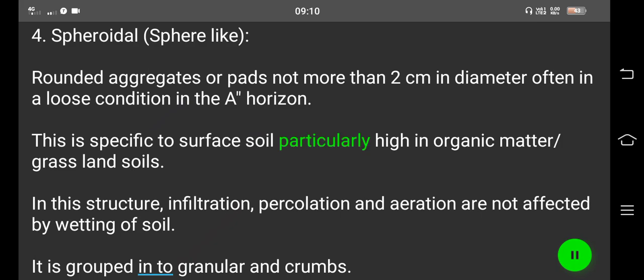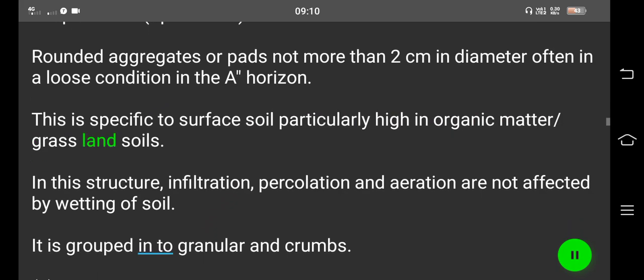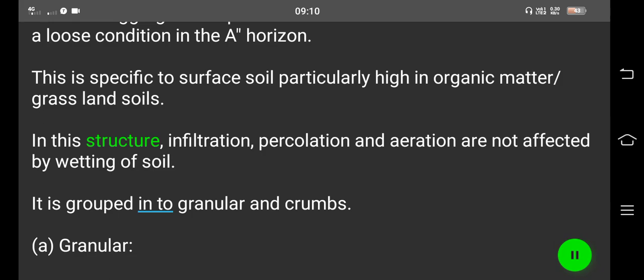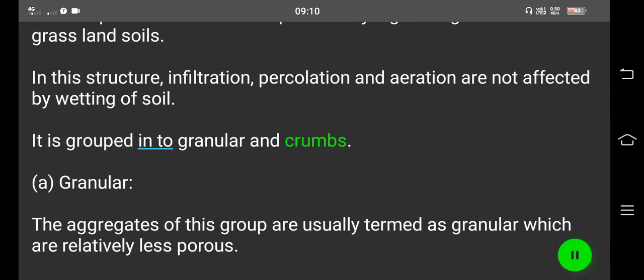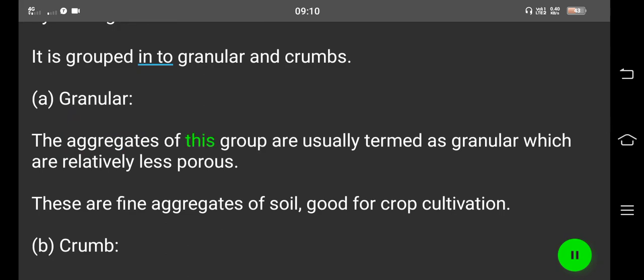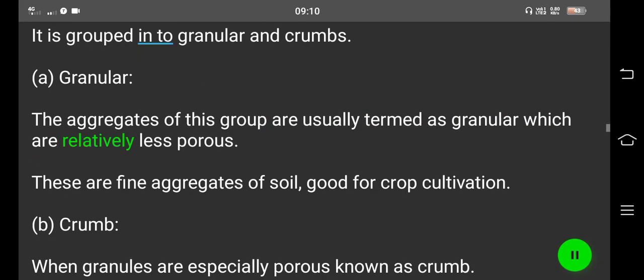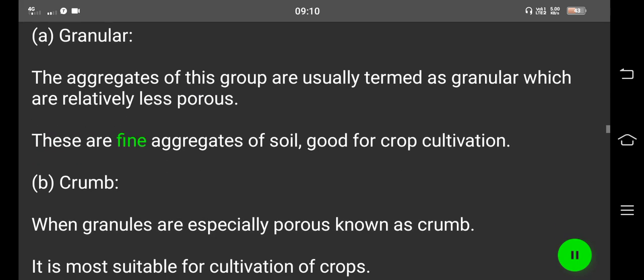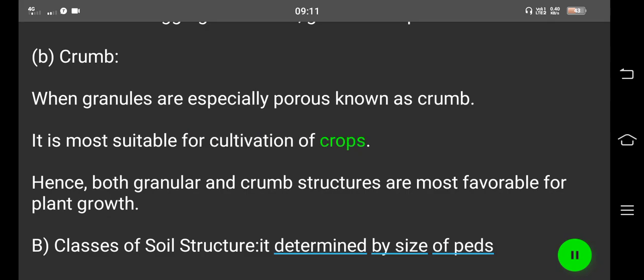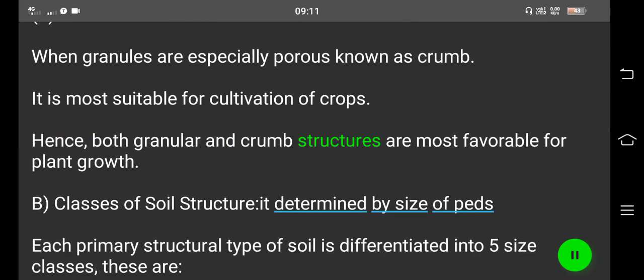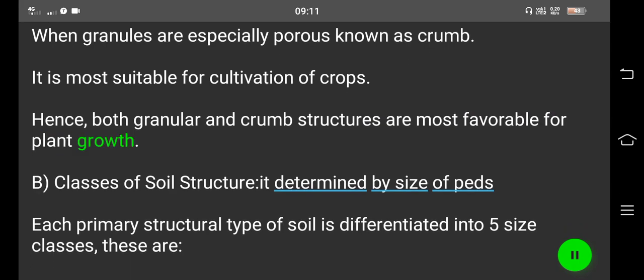This is specific to surface soil, particularly soils high in organic matter, such as grassland soils. In this structure, infiltration, percolation and aeration are not affected by wetting of the soil. It is grouped into granular and crumb. A. Granular. The aggregates of this group are usually termed granular, which are relatively less porous. These are fine aggregates of soil, good for crop cultivation. B. Crumb. When granules are especially porous, they are known as crumb. It is most suitable for cultivation of crops. Hence, both granular and crumb structures are most favorable for plant growth.